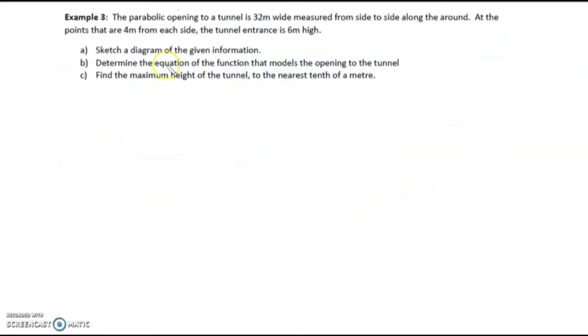Okay, last question. The parabolic opening of a tunnel is 32 meters wide, from side to side. At the points that are 4 meters from each side, the tunnel entrance is 6 meters high.